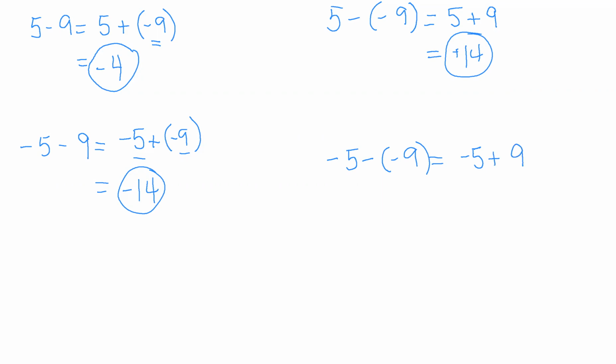So now I'm adding two numbers that have different signs. We want to find the difference between the negative and the positive. So I subtract. 9 minus 5 is 4. And in this case, I have more positive, so my final answer is positive 4. All right, not too bad.